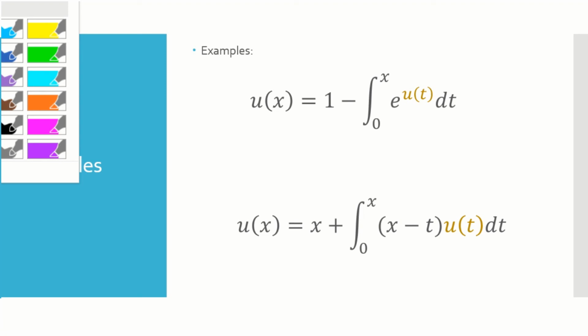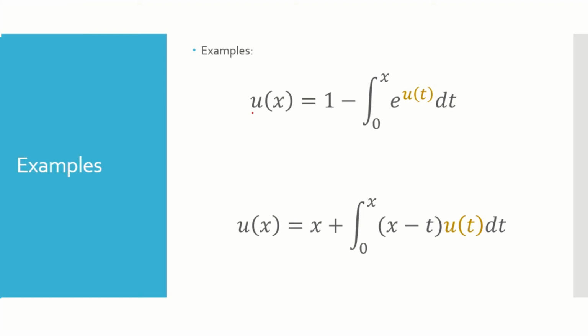Let's see those examples. U of x appears outside the integral sign, then it's a second kind. F of x is equal to 1, then f of x is not equal to 0, then it's a non-homogeneous. When we look at the limits of the integration, we find that one of them is variable, then it's Volterra integral equation.